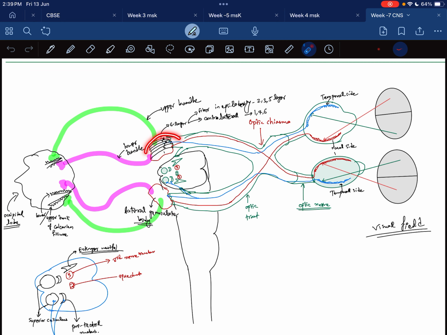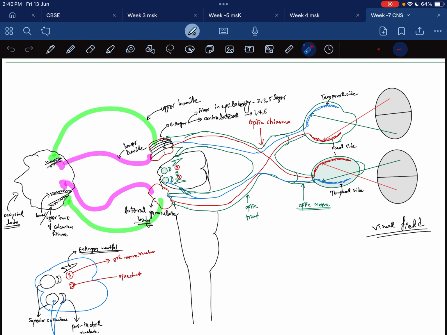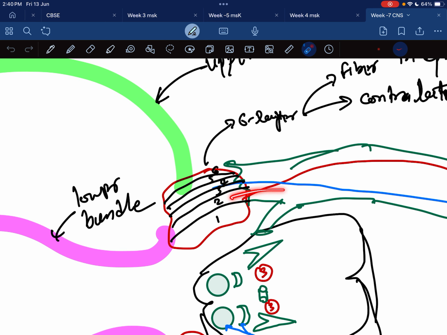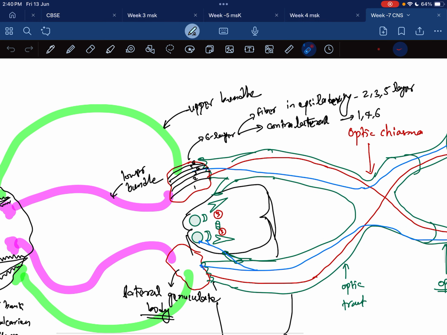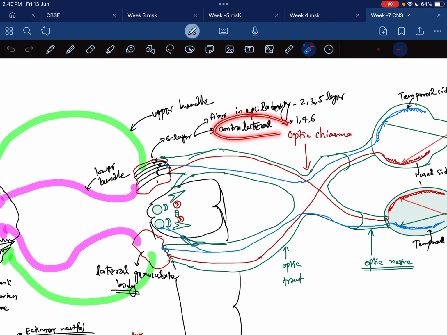This is the lateral geniculate body. The lateral geniculate body has 6 layers. The ipsilateral fibers go to layers 2, 3, and 5, and the contralateral fibers go to layers 1, 4, and 6. The layers run from medial to lateral, 1, 2, 3, 4, 5, 6. Layers 2, 3, and 5 connect to the ipsilateral eye's retina, and layers 1, 4, and 6 connect to the contralateral side.